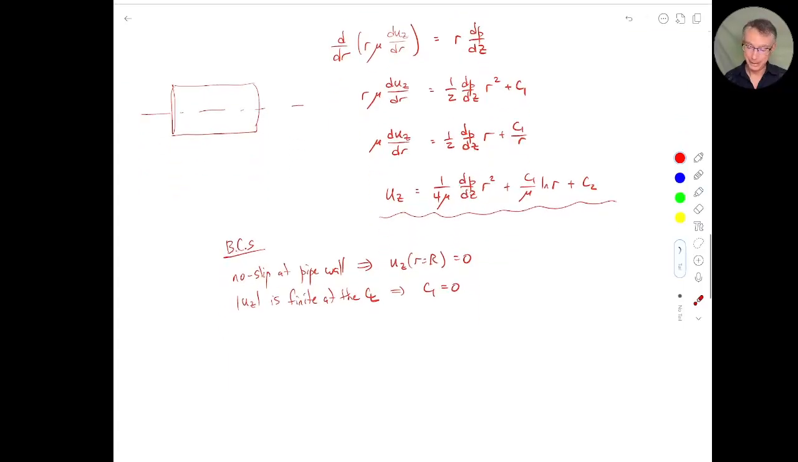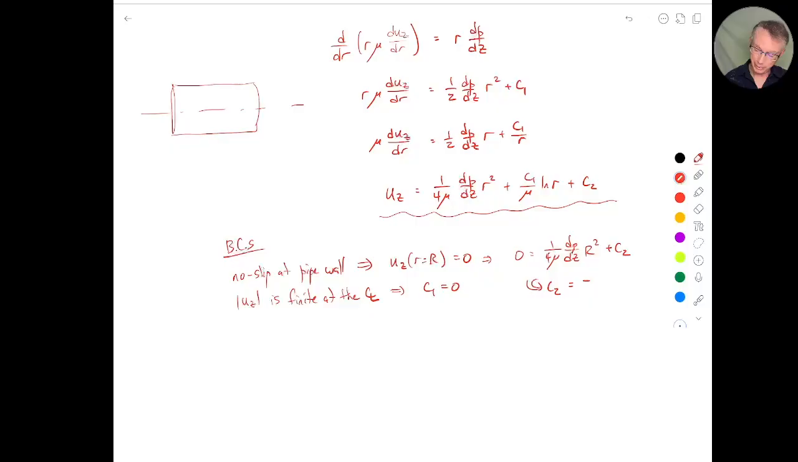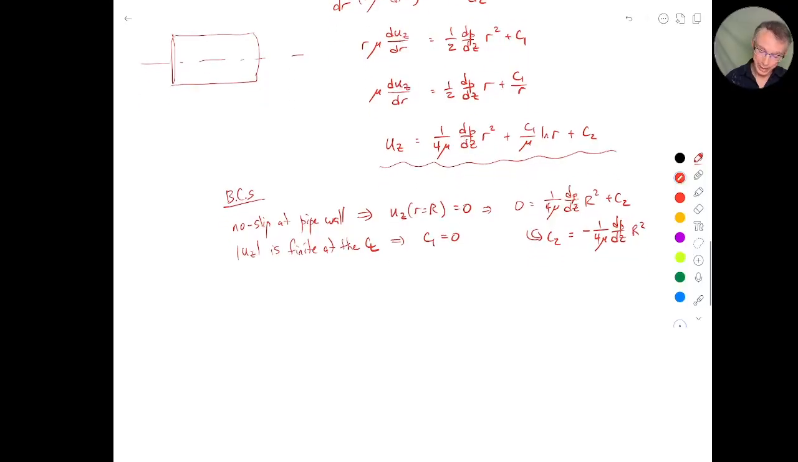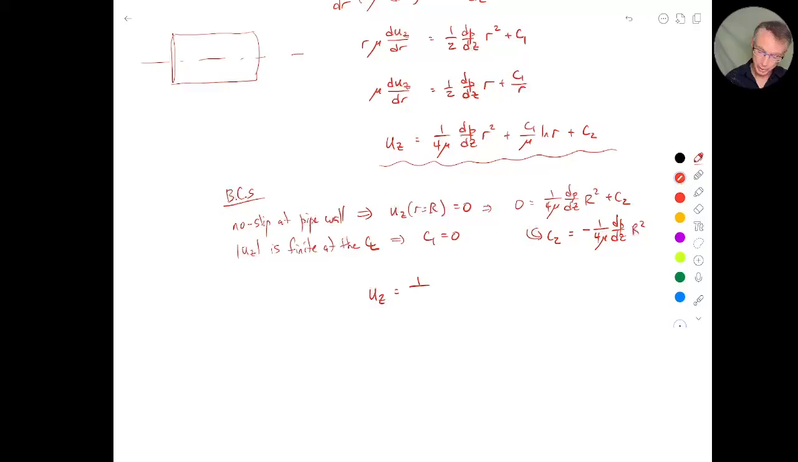Okay? So let me take both of these expressions here. Now we know that c1 is 0, so we don't have to worry about that. But this one here, what that'll tell us is that we have 0 is equal to 1 over 4 mu dp dz times capital R squared plus C2. So that means that C2 has to be minus 1 over 4 mu times dp dz times capital R squared. So then if I substitute back in, we're going to get the following.